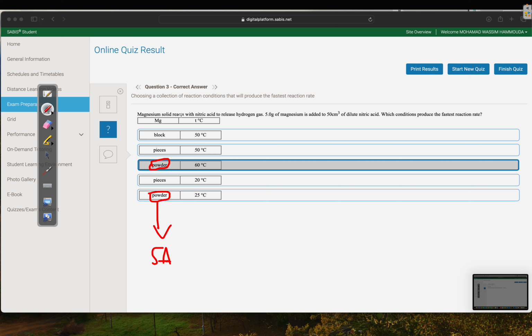And then on this column they're asking for temperature. What would be the highest temperature? The 60 degrees Celsius. Now we found the answer. The 25 degrees Celsius is not the answer, because 60 degrees Celsius is higher, and the higher the temperature, the higher the collisions, the higher the effective collisions, the higher the rate of reaction.